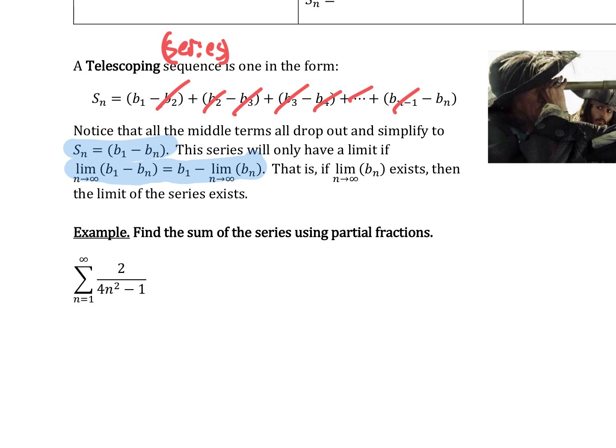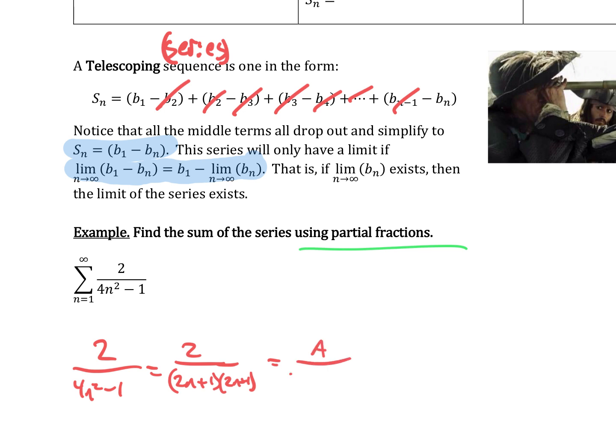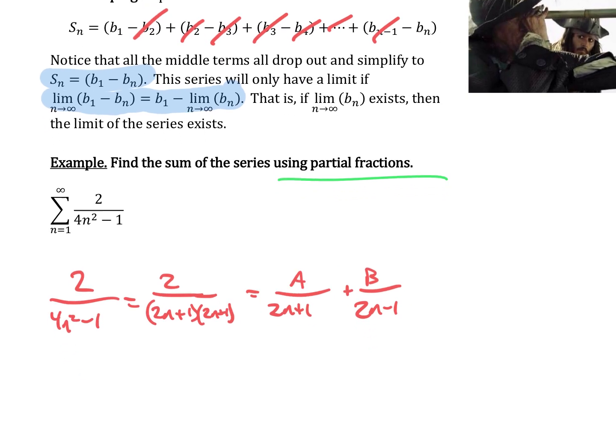So let's try this one. First, we've got a suggestion here to use partial fractions to break this up. So let's try that out. Remember how to do that? We want to factor this first of all. This is a difference of two squares. Square root of the first thing is 2n. So we have 2n plus 1 and 2n minus 1. And we want to make that equal to A over 2n plus 1 plus B over 2n minus 1.